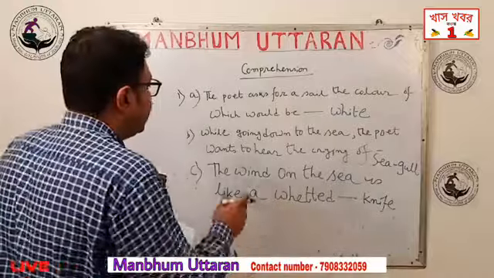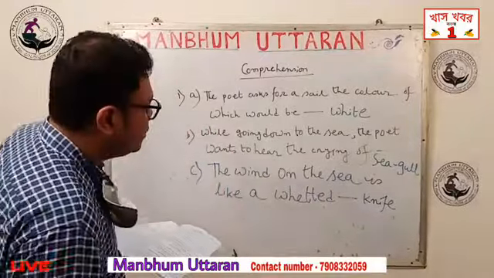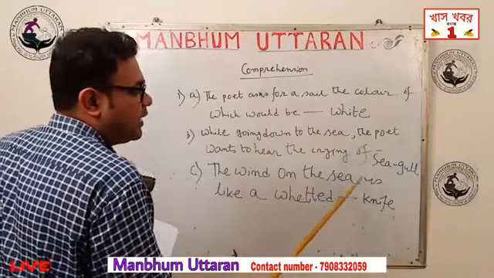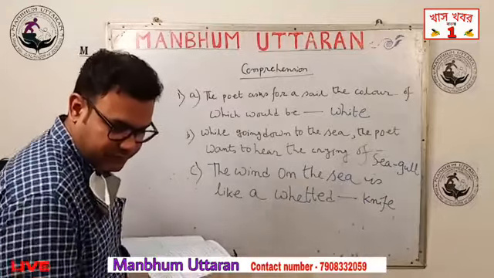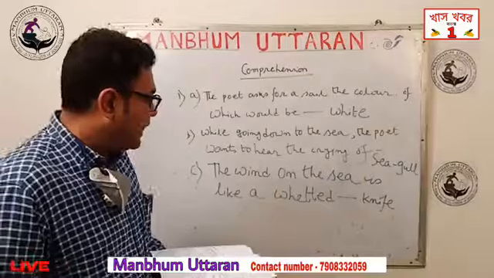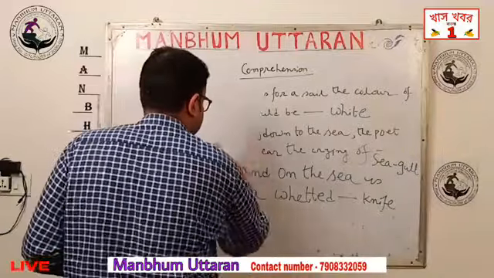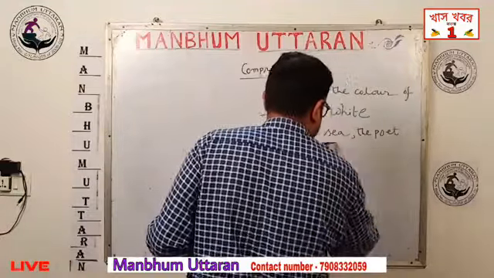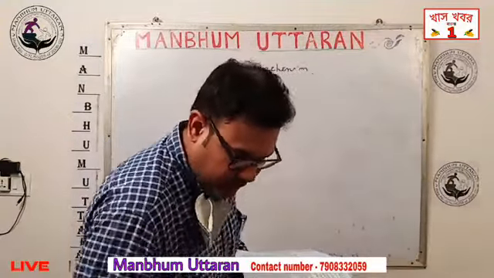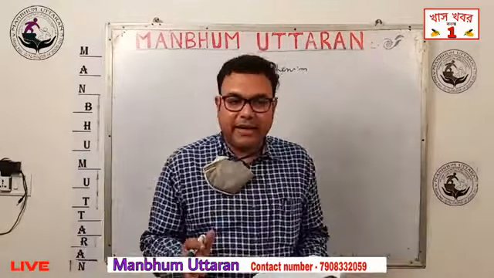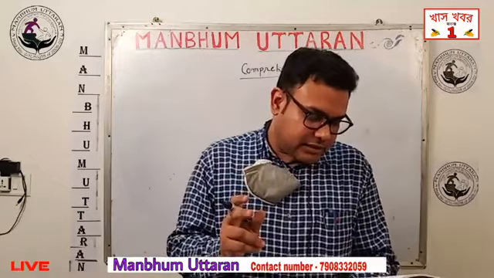So again I am repeating. The poet asks for a sail, the color of which would be white. The answer is white. While going down to the sea, the poet wants to hear the crying of seagull. The wind on the sea is like a whetted knife. I hope all of you have taken note of it. For those who have missed, the answer of A is white, the answer of B is seagulls, and the answer of C is knife.